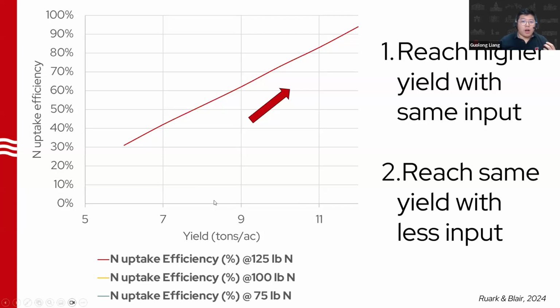Or if we're reaching for our yield goal, say at 7 tons per acre, the less nitrogen we use, right? The yellow and the blue curve represent the relationships under a lower nitrogen use scenario. The less nitrogen we use, the higher uptake efficiency we'll essentially get. Again, if we can become more efficient in growing our rotational crops through whichever approach here, we can reduce the overall leaching risks through our crop rotation.